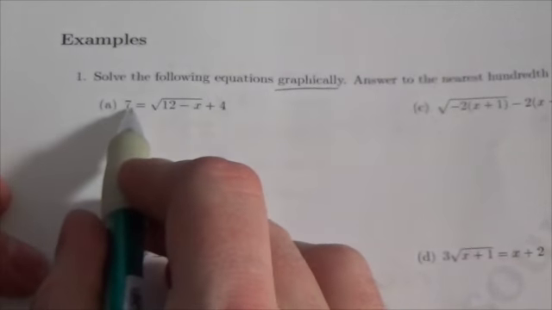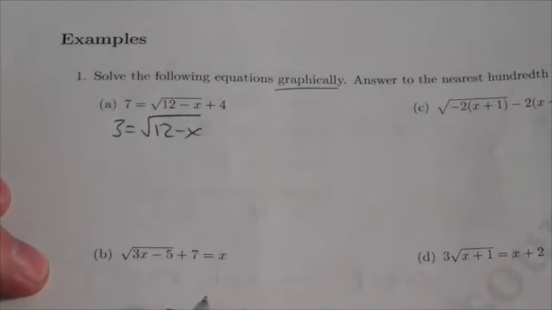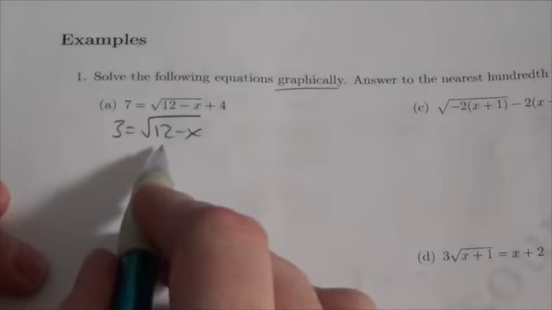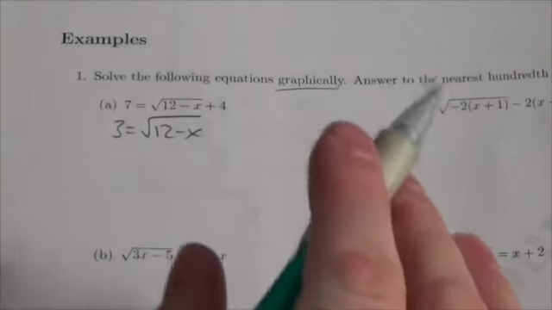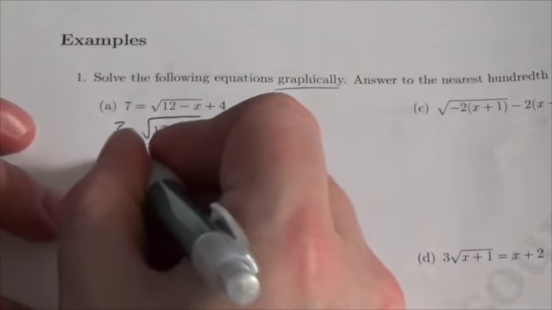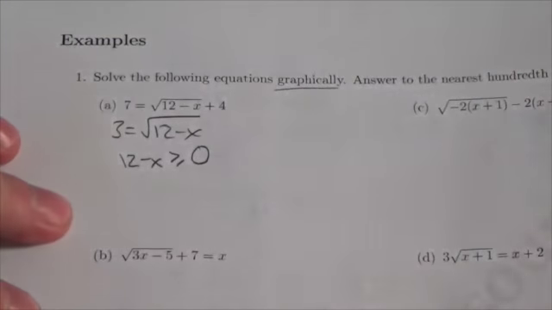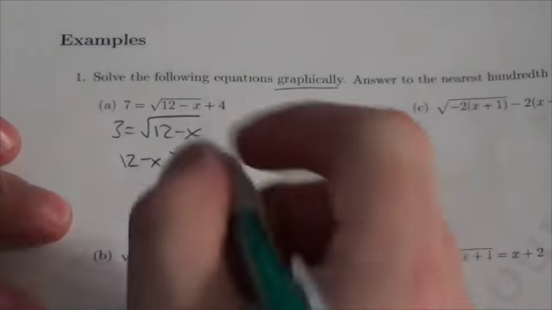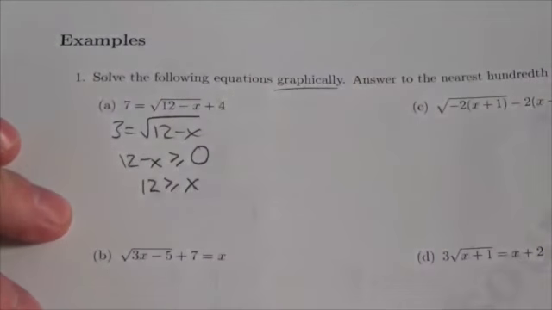I'm going to bring the 4 over first to isolate the radical, okay? And then the restriction that I get out of this is that I cannot take the square root of a negative value. What I'm taking the square root of must be positive. So I know that the piece underneath the radical here must be greater than or equal to 0. Now when I isolate the x here, I see that x must therefore be less than or equal to 12.